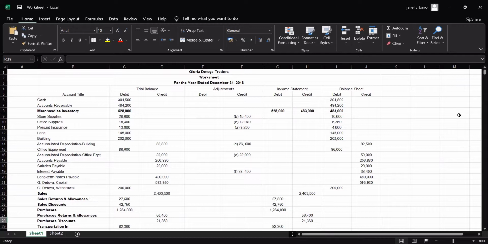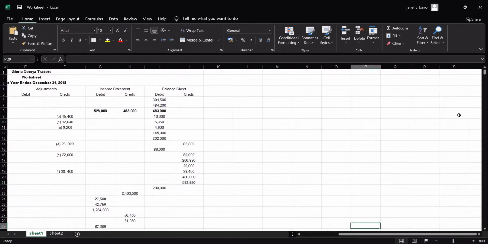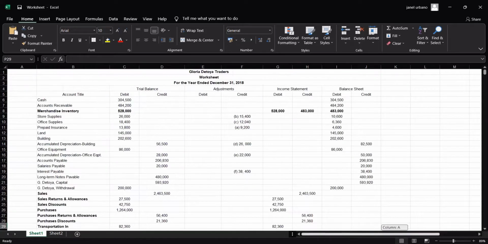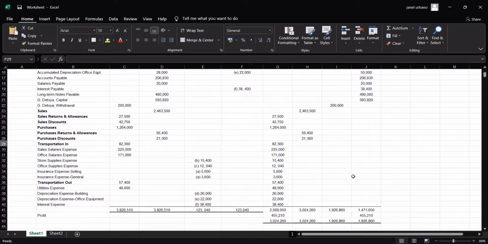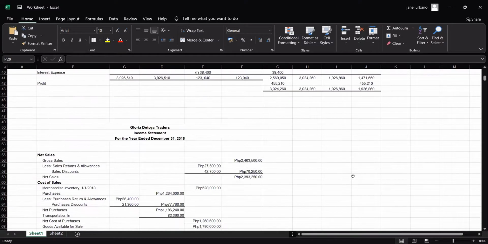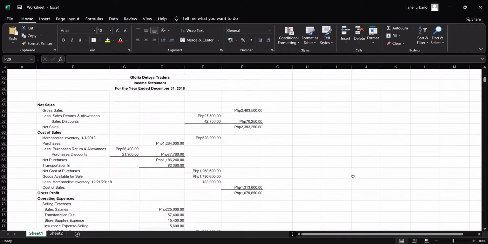Capital and withdrawal are all part of the owner's equity. Sales returns and allowances, sales discounts are income. Purchases, purchase returns and allowances, purchase discount, and so forth, yun yung expenses. 'Di ba 5 types yun? The asset, liabilities, owner's equity, income, and expenses. So let's go to the income statement para maintindihan natin.